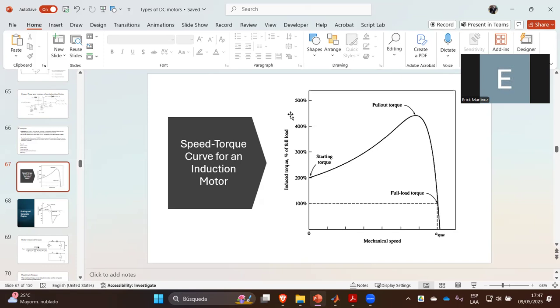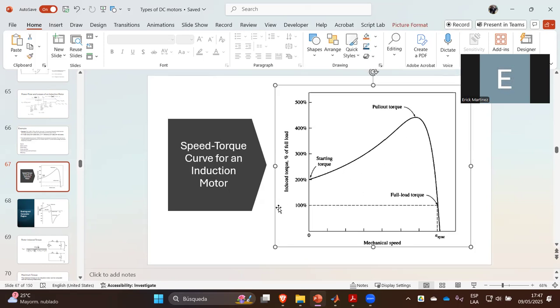Now I want to expand this idea a little bit in order to compute, in essence, the speed and torque curve of an induction motor. In fact, on the right side of this slide, you can observe that I have placed an image of the typical characteristic curve that relates the mechanical speed of the motor, that is the rotor speed, and the induced torque. And this is basically the behavior that we can expect.